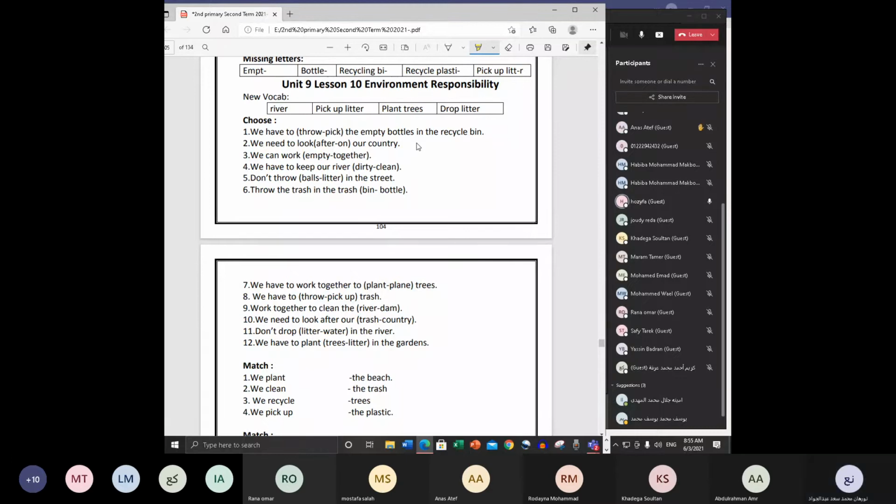Excuse me. Throw or pick. We have to work together to. لا احنا في بيج 104 حذيفة، 104 من اول lesson 10. We have to throw. Okay. You choose throw, اخترت throw يعني. حذيفة, yes miss. انت اخترت ثرو صح؟ Which one? Throw. We have to throw the empty bottles in the recycle bin. Thank you. Number 2, جودي رضا.